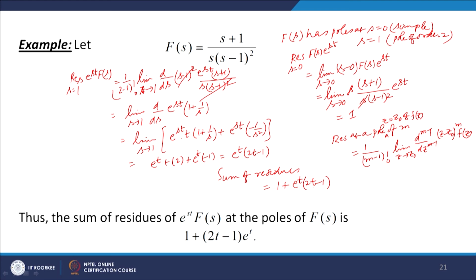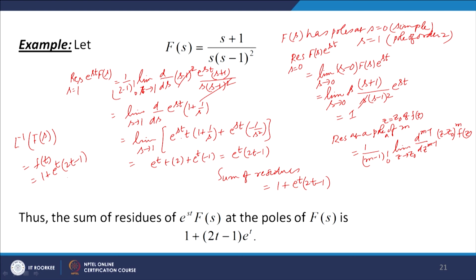So, the inverse Laplace transform of f(s), L inverse of f(s), is equal to f(t), and f(t) is equal to 1 plus e to the power t into (2t minus 1). This is the inverse Laplace transform of (s plus 1) over s into (s minus 1) whole square.